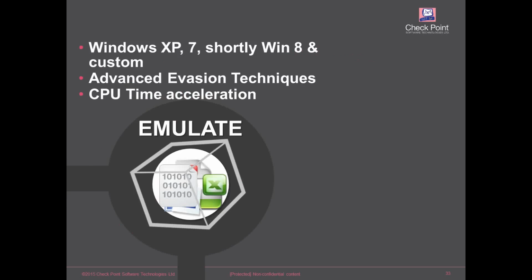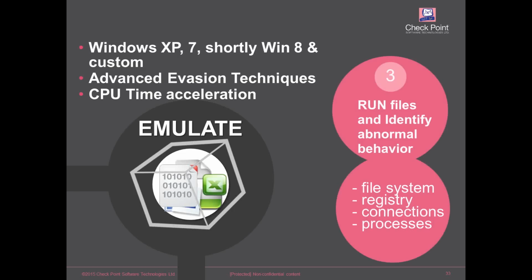So over at the emulation stage, we have Windows XP and Windows 7, and then shortly to arrive Windows 8. And in this environment, we run the file, and we look for abnormal behavior. We're looking at the file system, the registry, the connections, the processes that are running, and anything that we are not happy with, those are the kind of things that we're picking up.